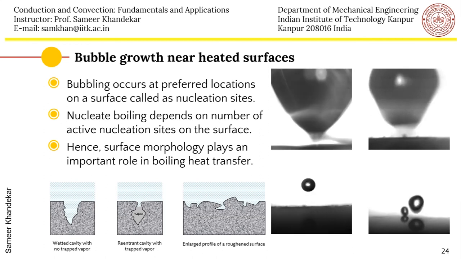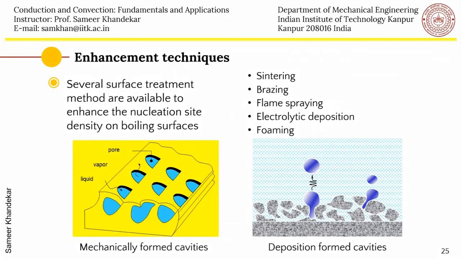There are several surface treatment methods available to enhance nucleation site density on boiling surfaces. We can do sintering of powder on the surface, for example, as shown here. Brazing, flame spraying, electrolytic deposition or foaming can be done, so as to form a porous deposition, which increases the local surface area near the heater. This actually helps in increasing the nucleation sites, because it is like introducing additional roughness on the surface. So these are like the deposition of formed cavities on the surface. We can also make mechanically formed cavities which are designed in such a way that they entrap gas or vapor, and therefore they will become active very quickly, or at a low superheat.